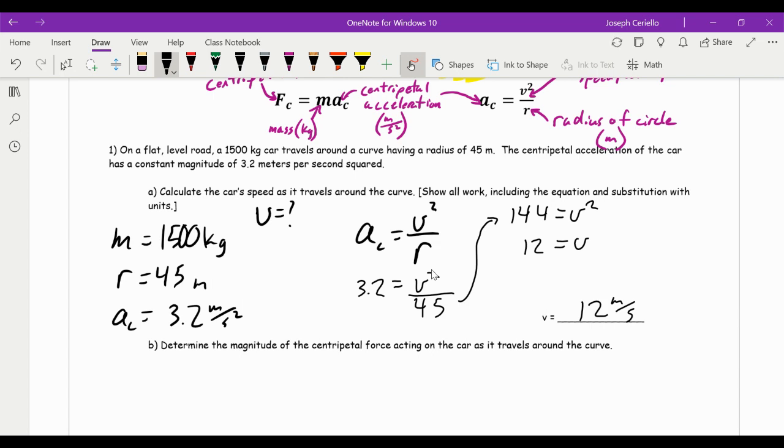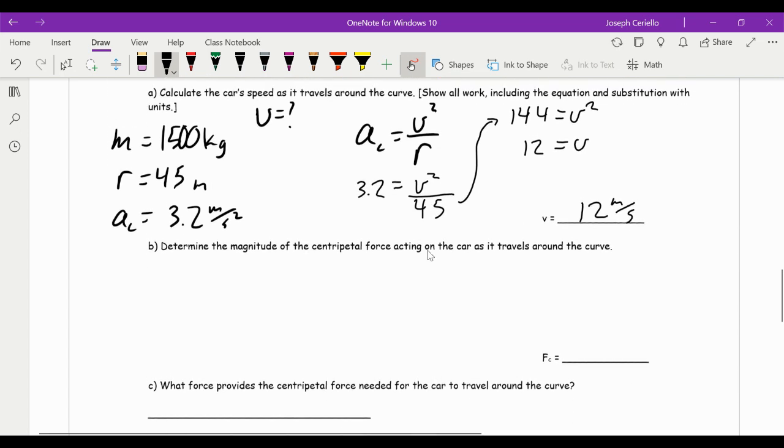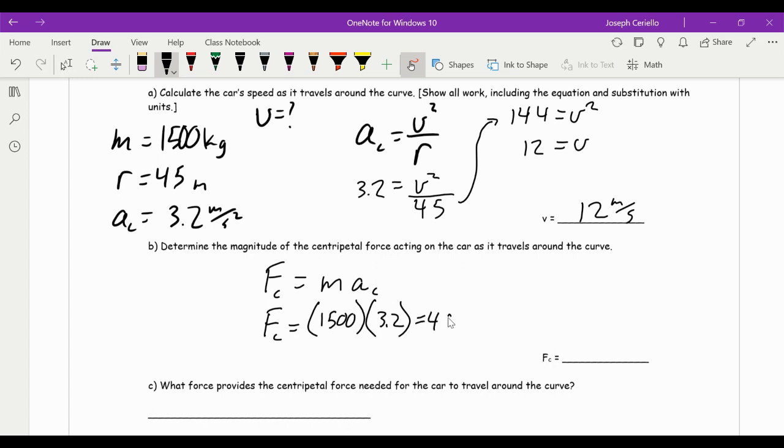So now we have to figure out what the magnitude of the centripetal force is. Now, I could have done this without the previous step. We have two equations for centripetal force. We could do m times a_c or m times v squared over r, as we showed. So let's use the equation F_c equals m a_c. m from our previous question is 1,500 kilograms. a_c is 3.2 meters per second squared. Throwing that into our calculator, you should get 4,800 newtons.